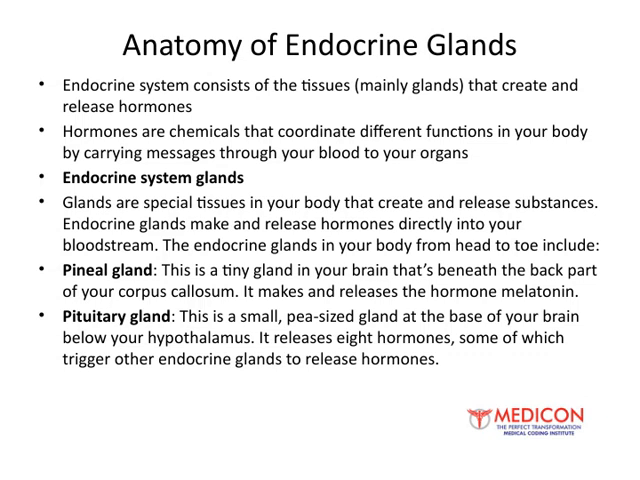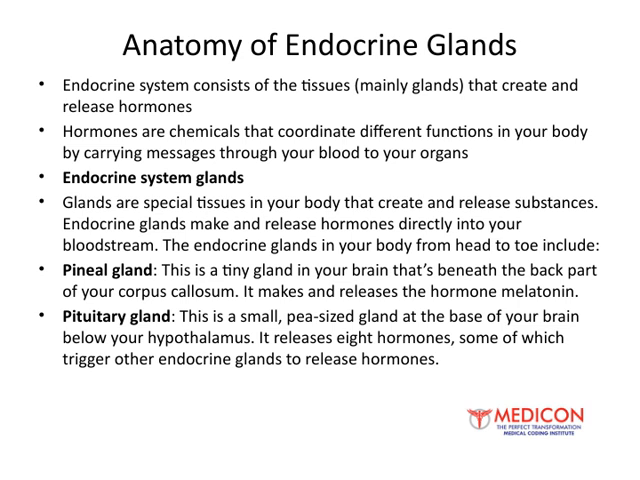Let's take a closer look at the anatomy of endocrine glands. The endocrine system is made up of tissues, mainly glands, that produce and release hormones. These hormones are crucial because they act as messengers, coordinating various functions in your body by traveling through your blood to reach different organs. Glands are specialized tissues designed to create and release substances. In the case of endocrine glands, they produce hormones and release them directly into your bloodstream, allowing for quick and efficient communication within your body.